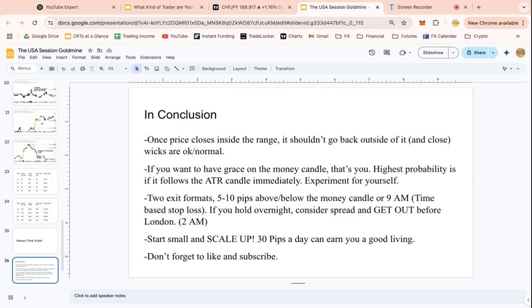So if you hold overnight, you have to consider that. But always think to start small and scale up. 30 pips a day can earn you a good living.